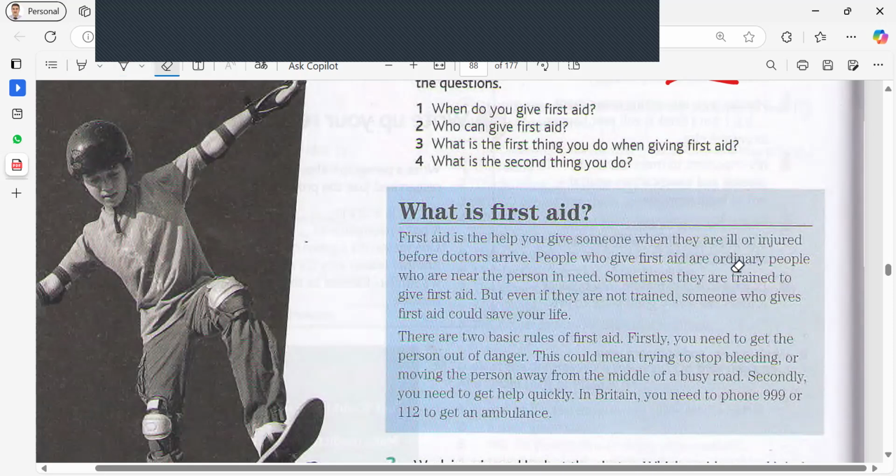Someone who's around you. Ordinary people. What does ordinary people mean? People who are trained to help? Ordinary people like us, like everyone who is not a specialist. We are not doctors, right? But if you have someone in a problem, you should help him. Okay?